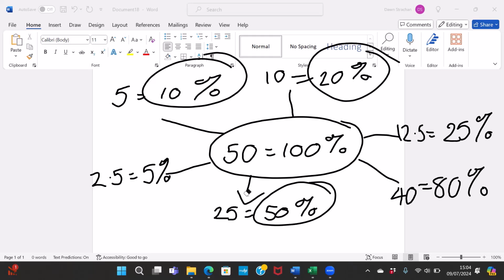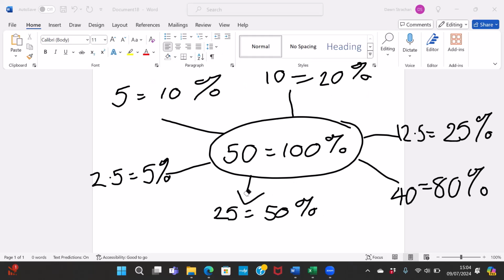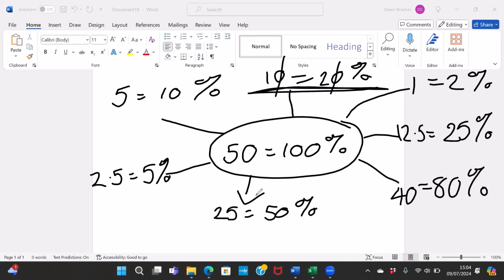Okay, let's work out another one. Say I was asked for, let's work out 2% as another example. If we know that 20% equals 10, again, if I take a 0 from there and a 0 from there, that means 1 equals 2%, okay? Or I could have just divided both sides by 10.